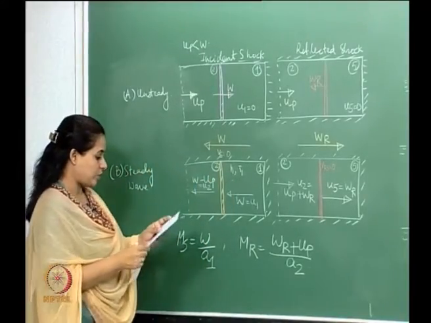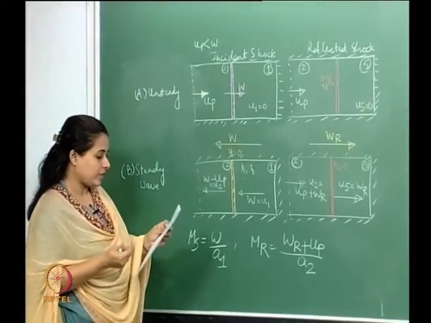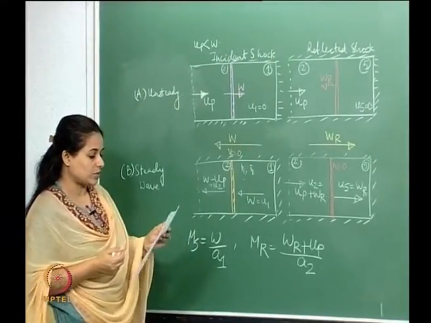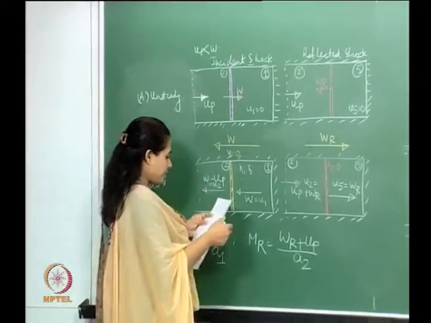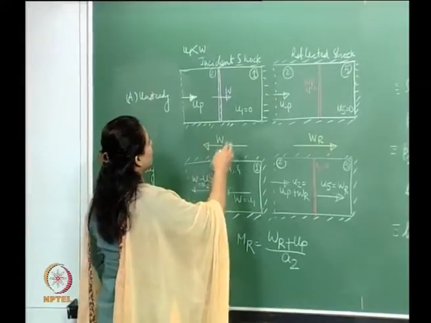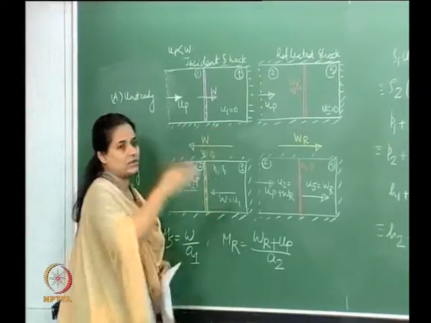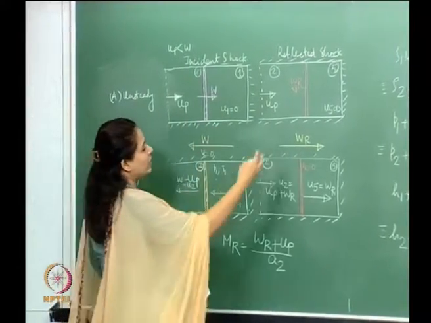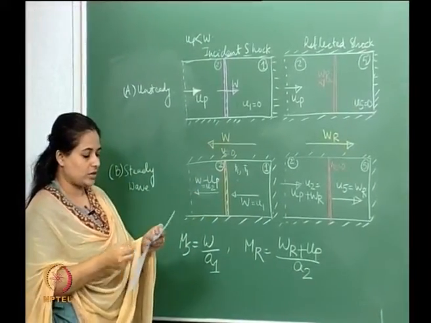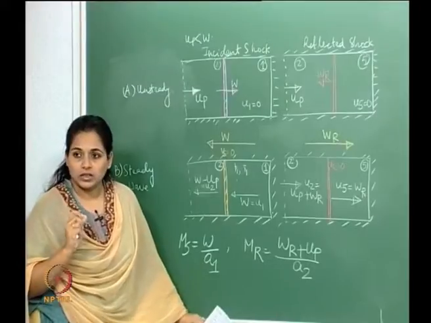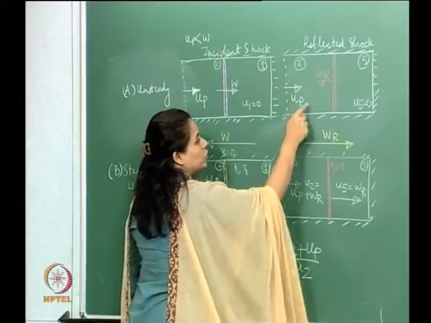So, what we need to find out is the reflected shock wave velocity with respect to the tube. So, therefore, we have something like this. We have an incident shock moving, there is a sudden closing of a valve, and we have a reflected shock propagating. So, what we need to find out is the reflected shock wave velocity with respect to the tube.